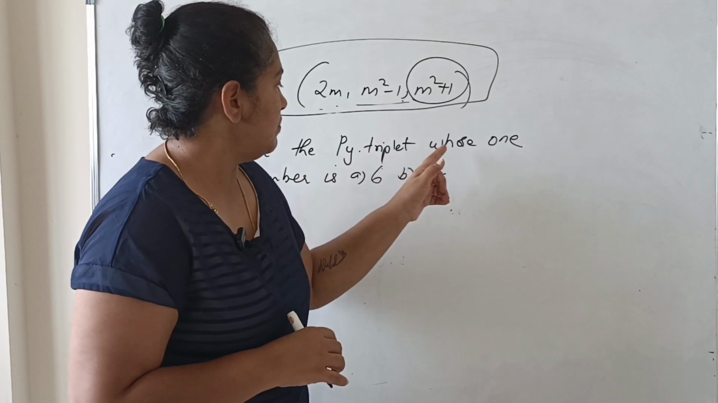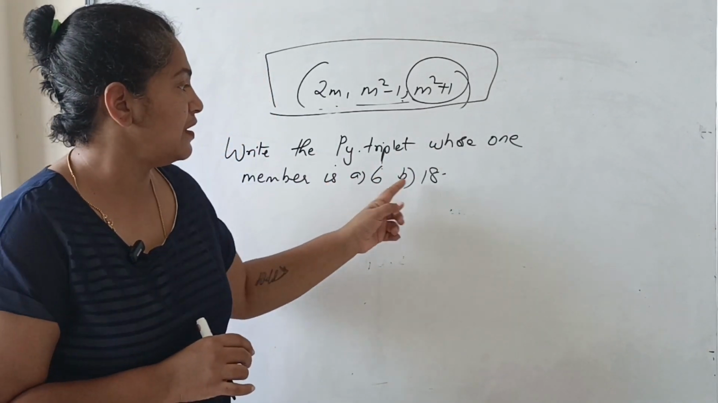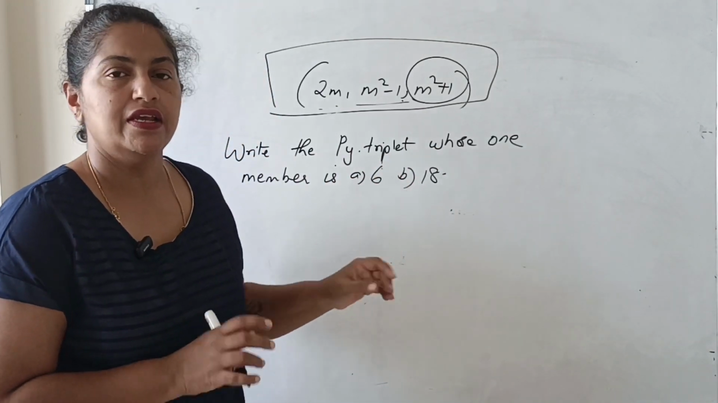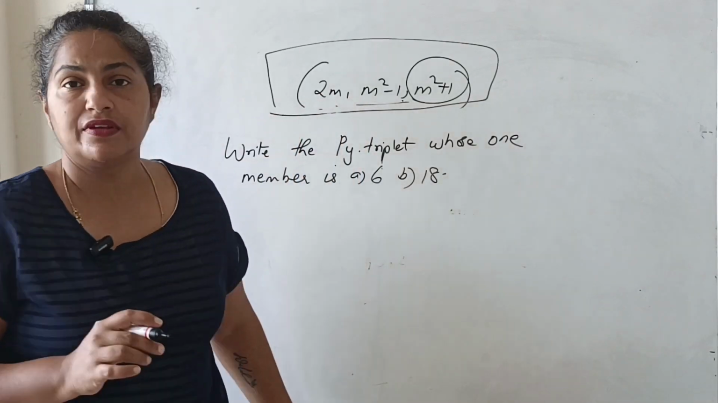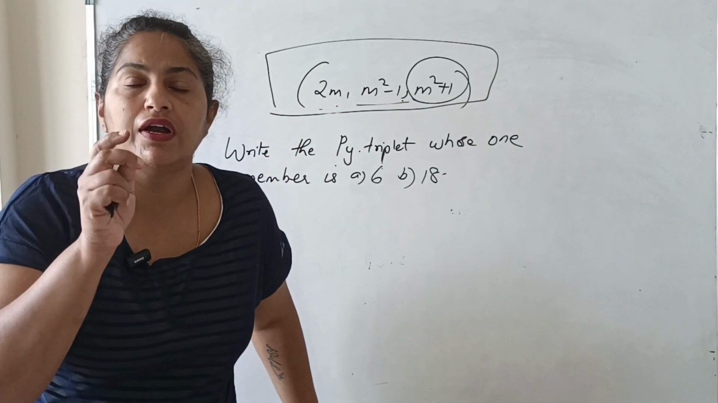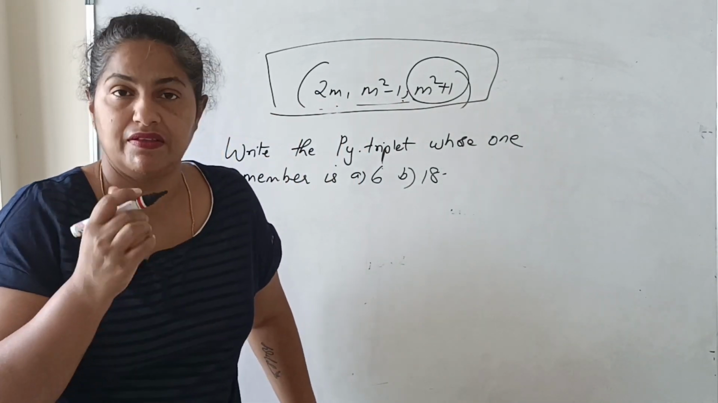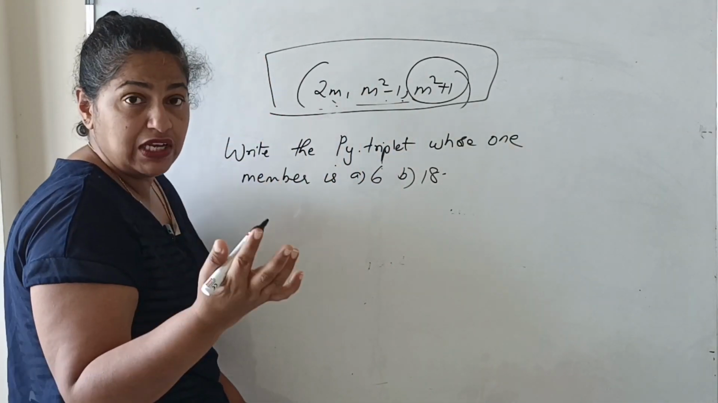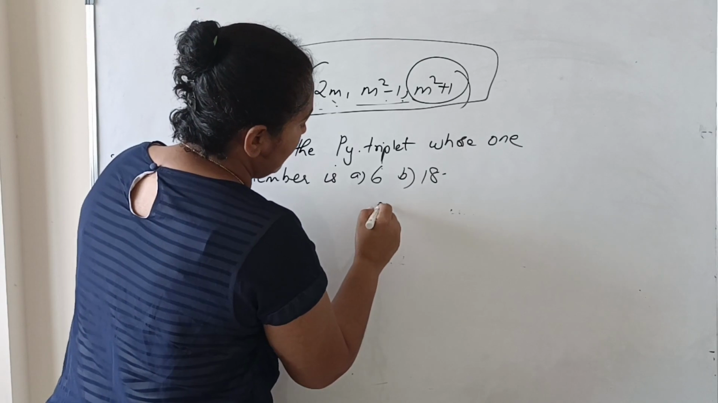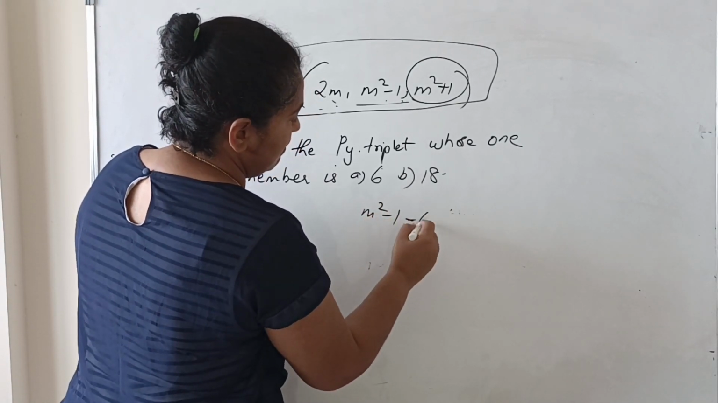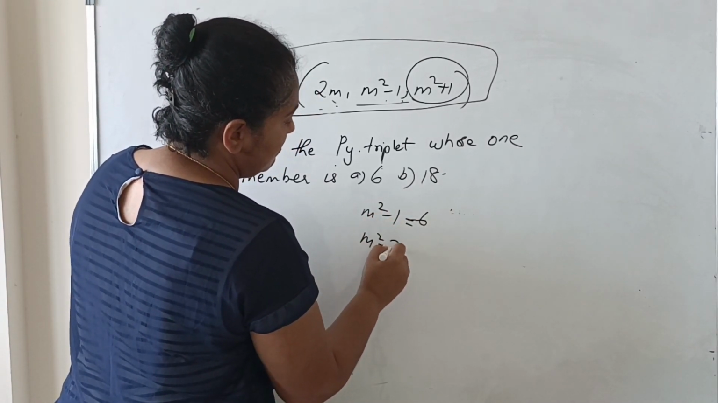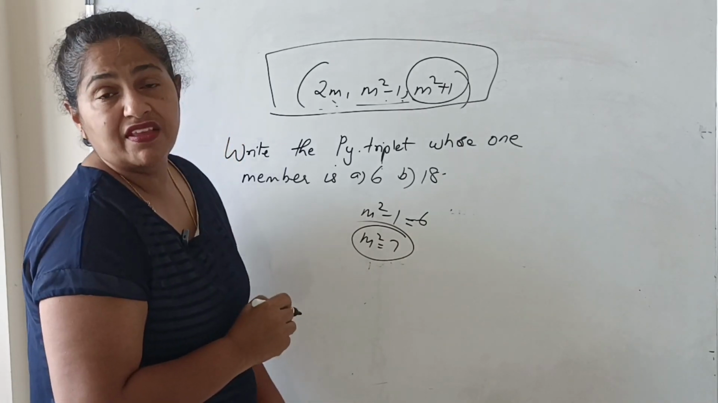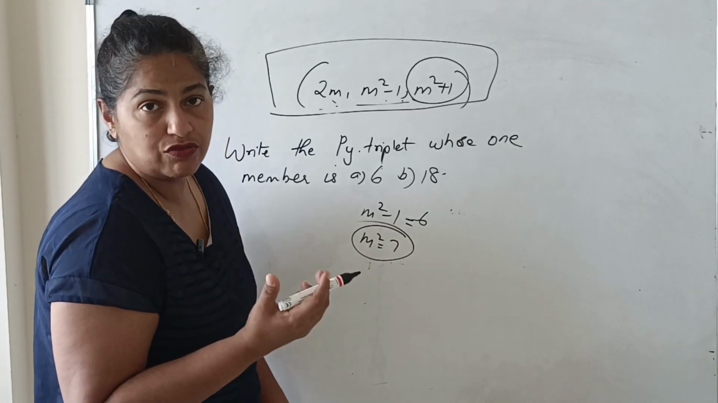Write the Pythagorean triplet whose one member is 6, and the second question is 18. Now you know this is a general representation of the Pythagorean triplet. One member is 6 basically means one of these values is equal to 6. Let us see which value we can take as 6. Let us try with m square minus 1. If this is equal to 6, m square is 7. 7 is not a perfect square. I cannot find the square root.